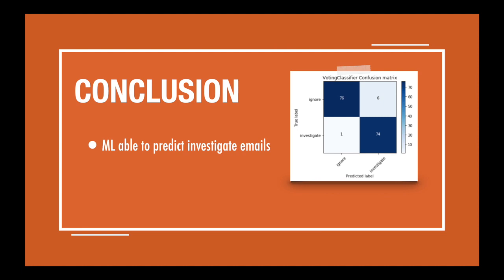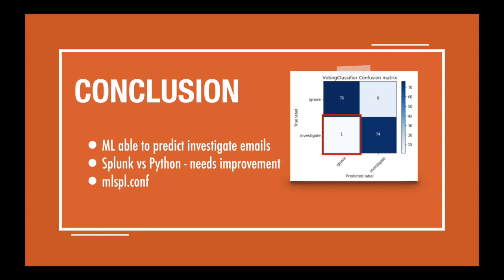As a conclusion, even with a small set, machine learning performed well at predicting the investigate emails with over 90% accuracy in Python and few false negatives. However, the Splunk model ended up with around 75% accuracy. Though Splunk and Python versions behaved very similar, there is clearly room for improvement. Possibly more settings in the mlspl.conf file, which sets limits to things like model size and memory usage, will need to be adjusted.